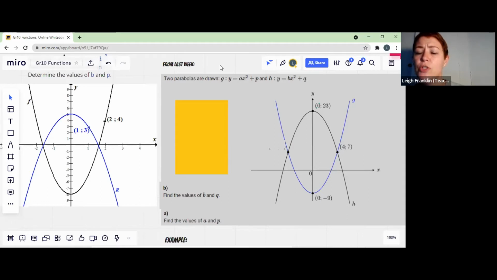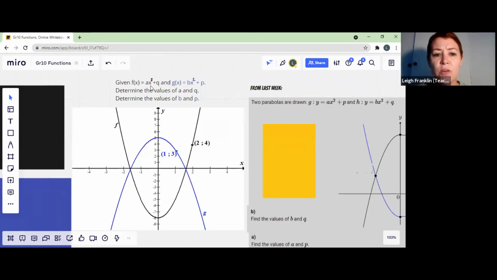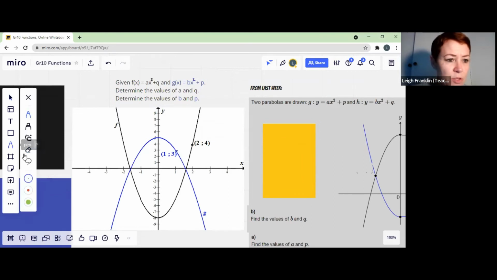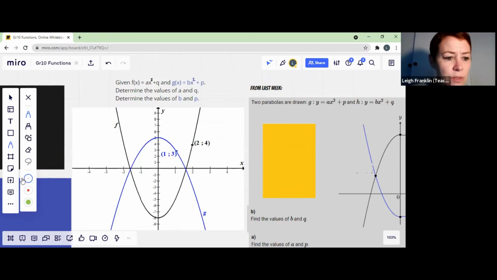Confused. Can you repeat what you said? I certainly can. Okay, no problem. All right. Anyone who's feeling confident, I want you to try the question on the left. That's the one over here where you've been given f of x equals ax squared plus q and g of x equals bx squared plus p. So that's this question over here. I'm going to put a red star next to it.